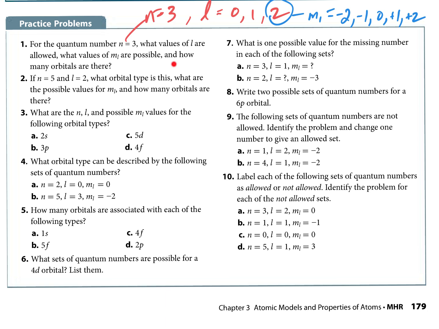The question then asks us, and how many orbitals are there? To answer that question, we ask ourselves, how many ML values are in the range? There's 5 numbers between minus 2 and plus 2. That means there's 5 orbitals that are L equals 2 shape, which means they would be D-shaped orbitals, and n equals 3 big.